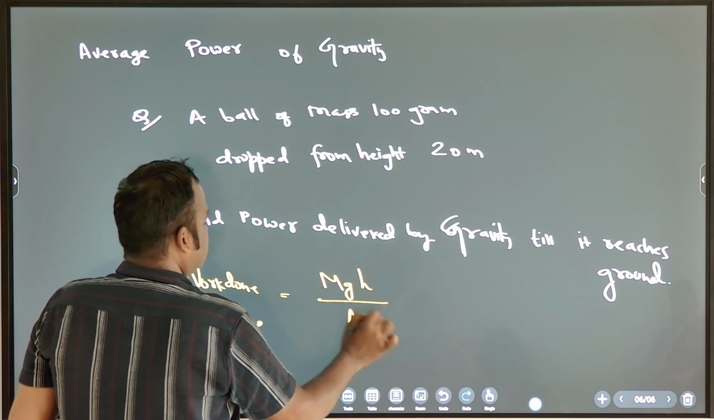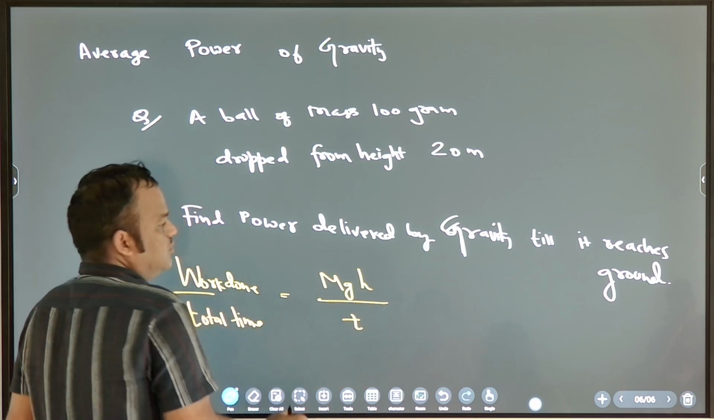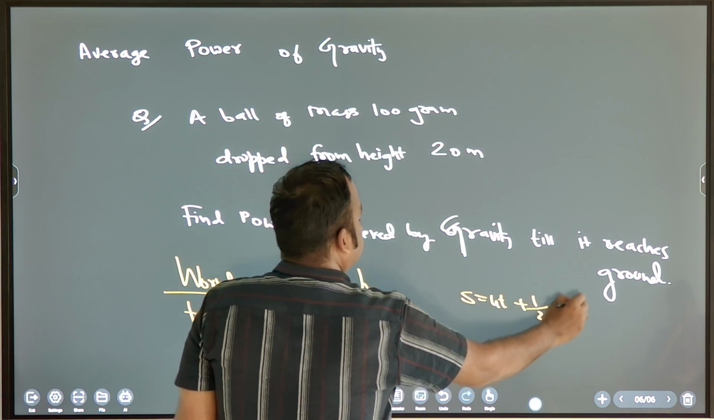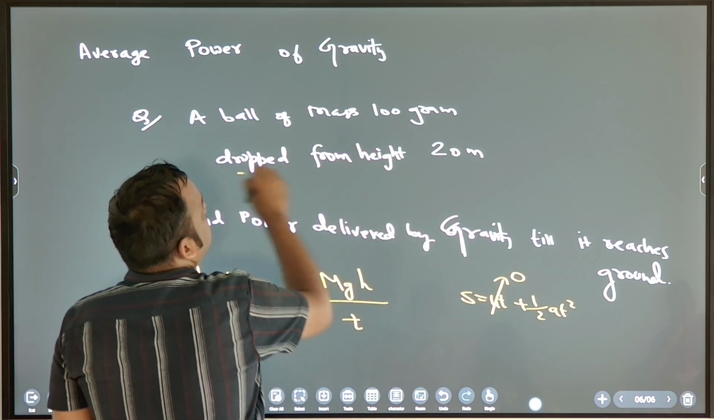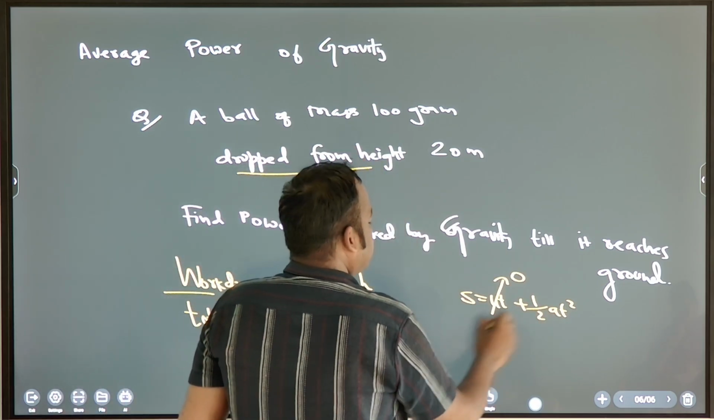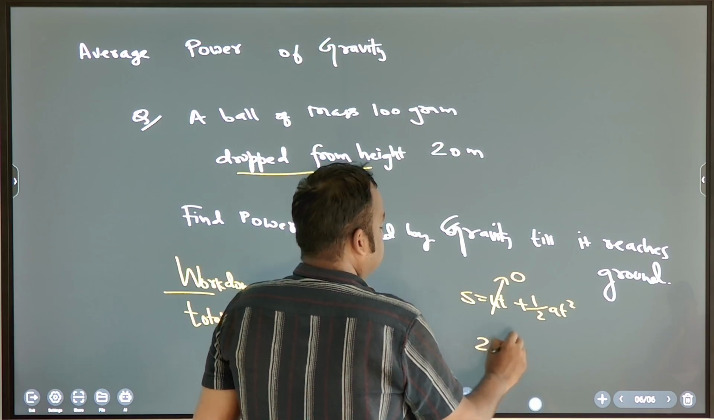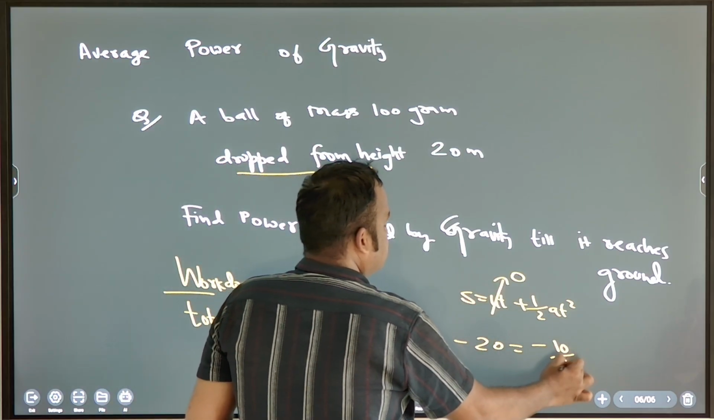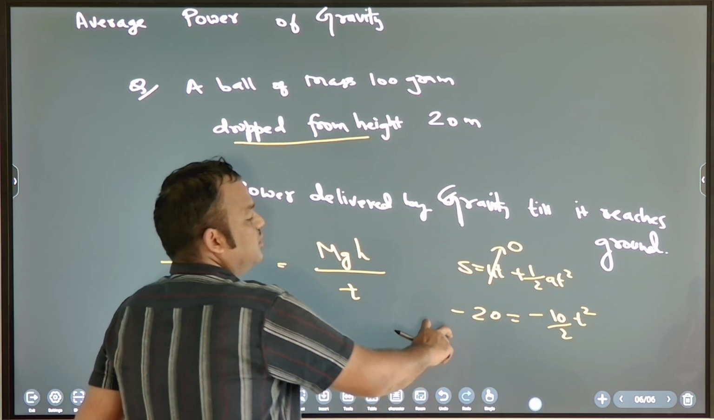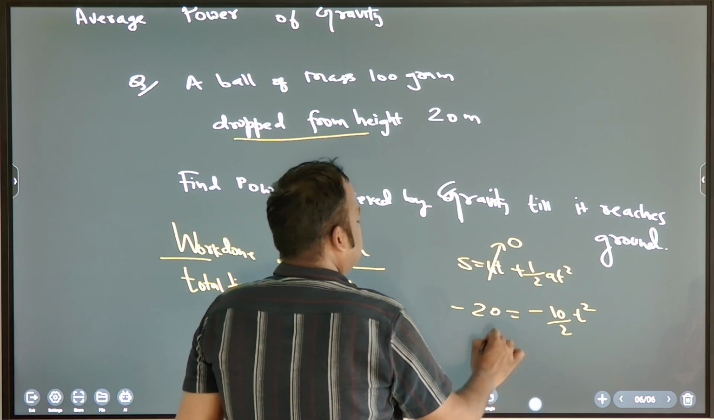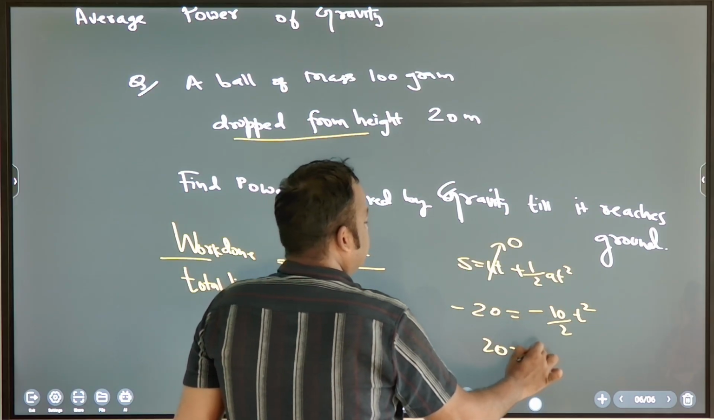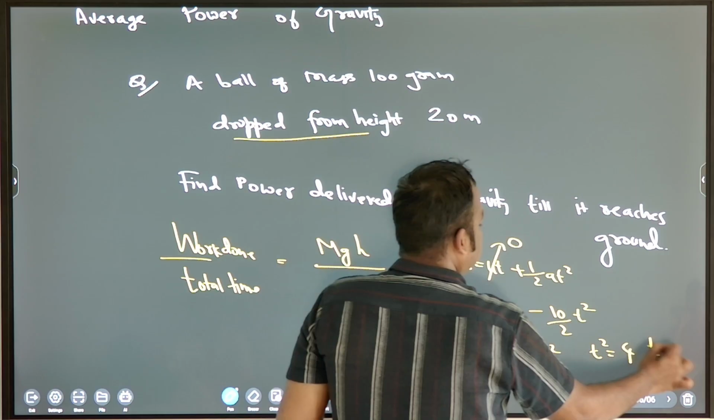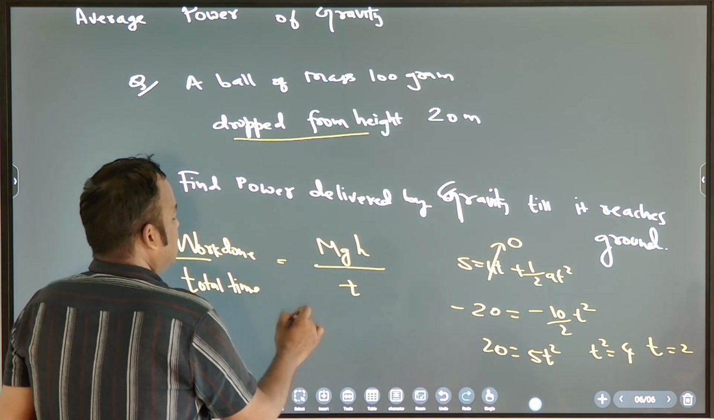Now how will you calculate the time taken? You can use s is equal to ut plus half at square. u is 0, since it is dropped. And what is the s value? 20 downward. And acceleration is minus 10, correct? So minus minus cancel. So 20 is equal to 5t square. So t square is equal to 4. So how much time? 2.